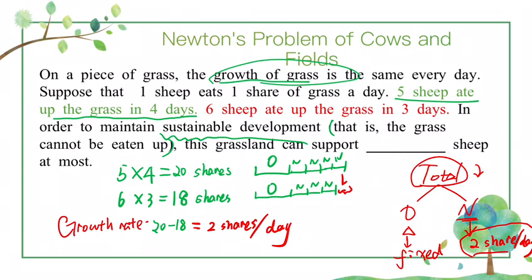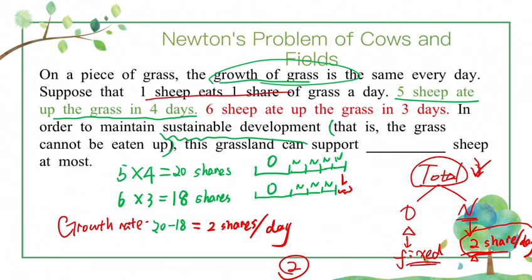I mean, the grass you eat every day cannot over 2 shears of grass, right? As long as you over 2 shears grass, it means you will eat the original grass. And it means your total grass will just decrease every day, right? So in total, in one day, we can just eat 2 shears of grass at most.